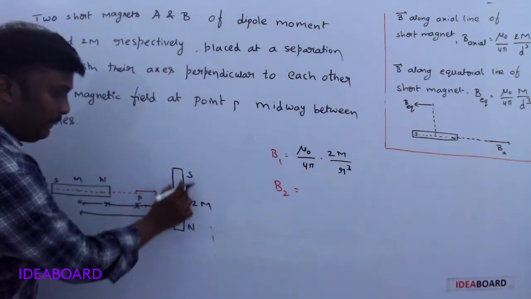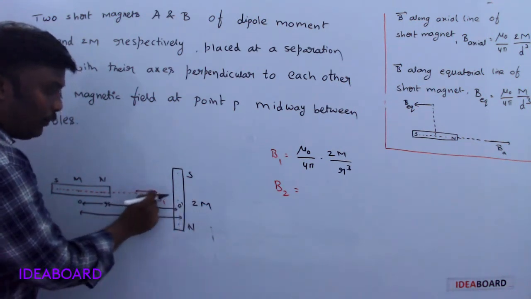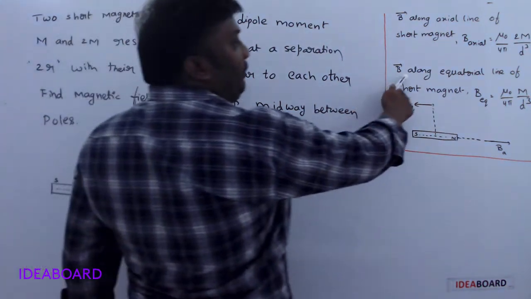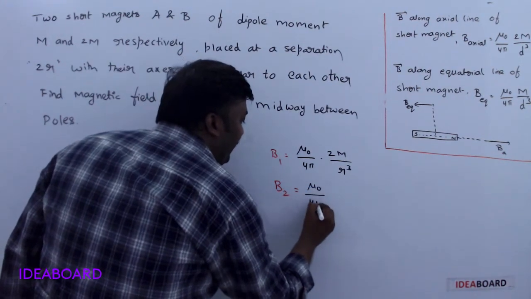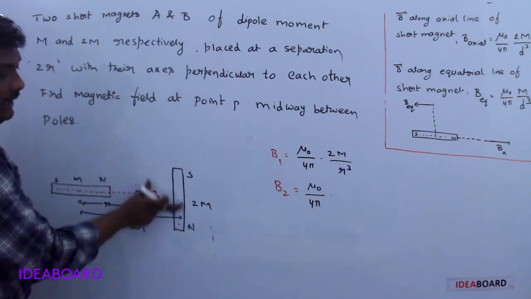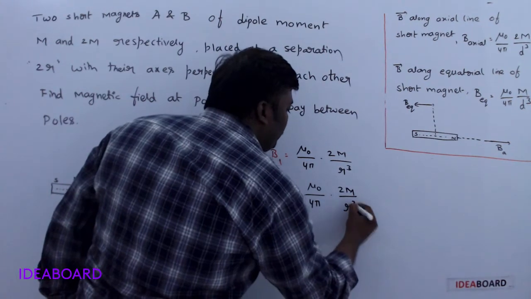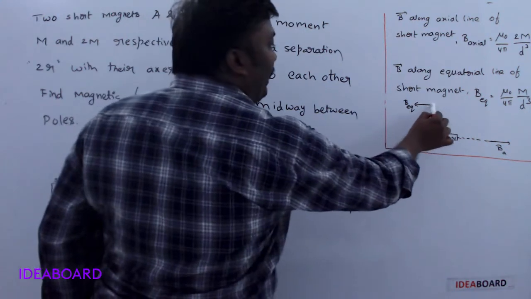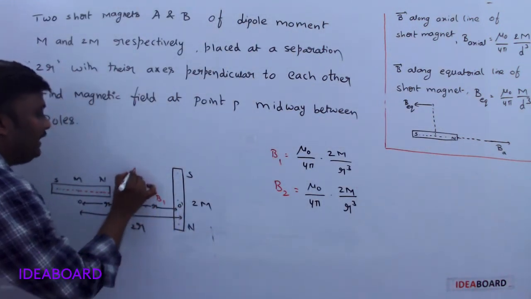For the second magnet, point P is exactly along the equatorial line of this magnet. We know the B bar along the equatorial line. What is the formula? Mu naught by 4 pi into the magnetic moment. The magnetic moment of the second magnet is given as 2m, by r cube. The direction is from north to south. Here it is north, here south. So B2 acts in this direction.